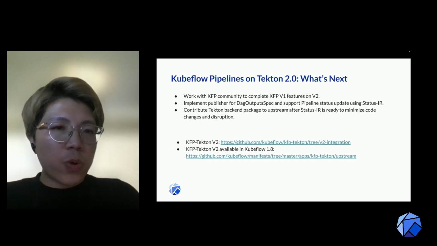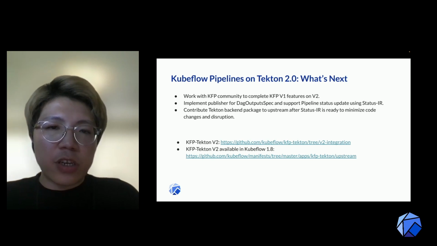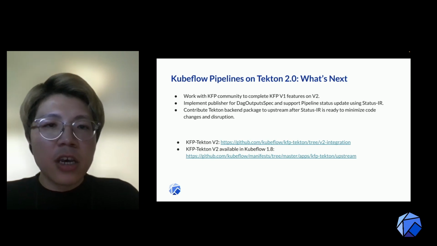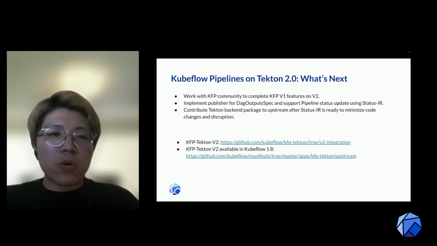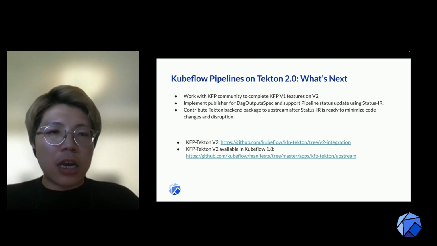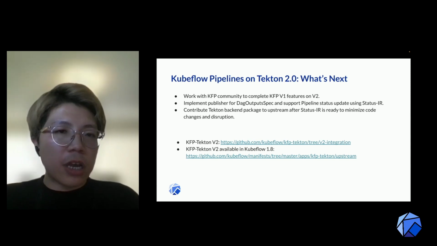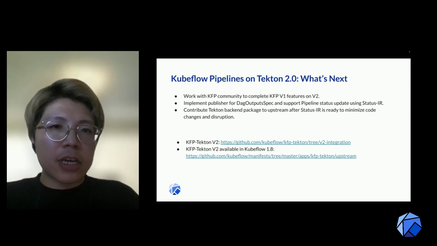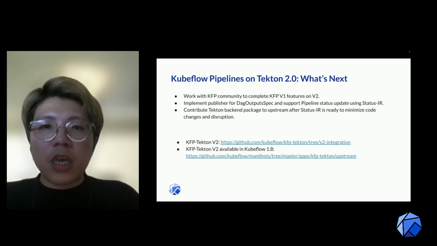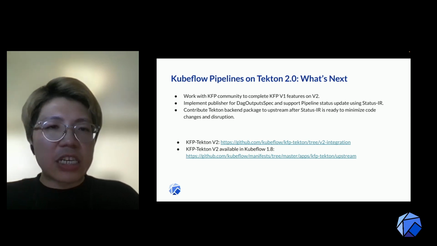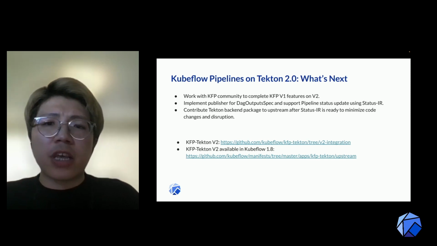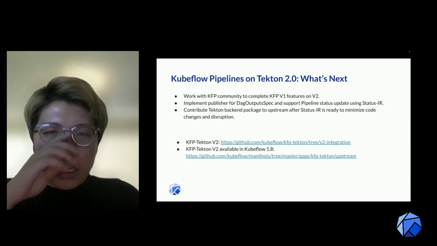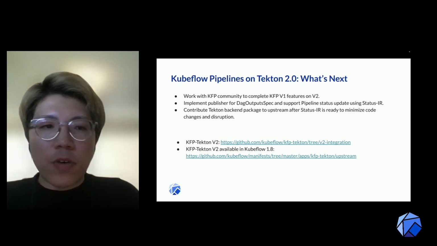Secondly, we want to help the community implement the status IR. Right now in 2.0 we're still missing a publisher to update the DAG information and the pipeline status in MMD. So it's still using a V1 way where the persistent agent has to go into the pipeline status, read and understand what that status is, and push that back into the KFP database. That is not really optimal. We want to have everything just coming from MMD. So I think that is something we want to do moving forward.